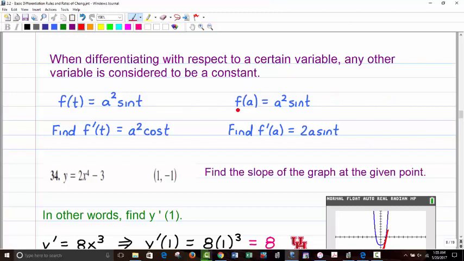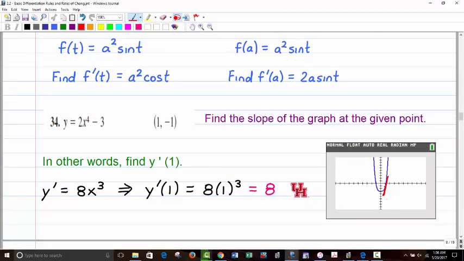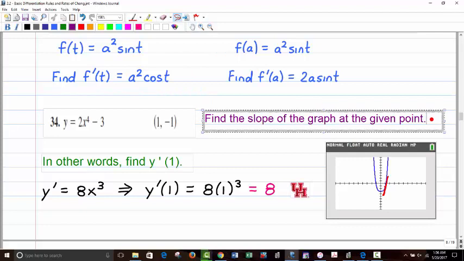Over here, if you're defining this function as f of a equals a squared sine of t, and you're taking the derivative with respect to a, that means sine of t just sits there. It's behaving as if it was a constant. And you only take the derivative of the a squared, which makes it 2a sine of t. I thought that was kind of interesting. Always have to pay attention, especially if you see more than one variable there, what you're taking the derivative with respect to.